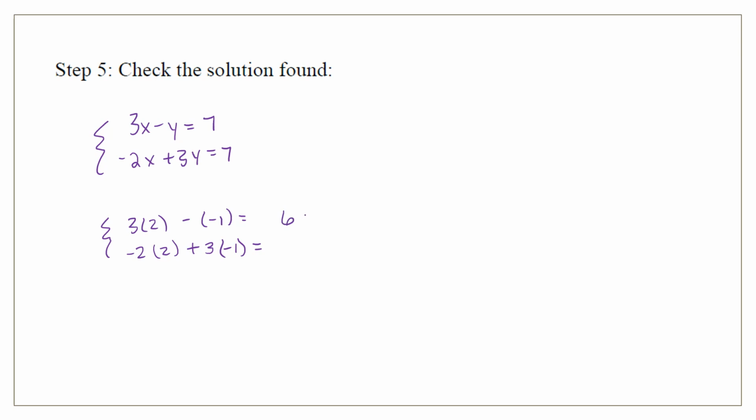So I'll have 6 plus 1, that equals 7. And I'll have negative 4 minus 3, equals negative 7. And we see here that it makes our statements true. So our solution is the ordered pair 2, negative 1. And that is how you solve a system of linear equations by substitution.